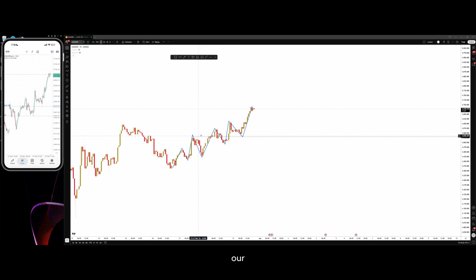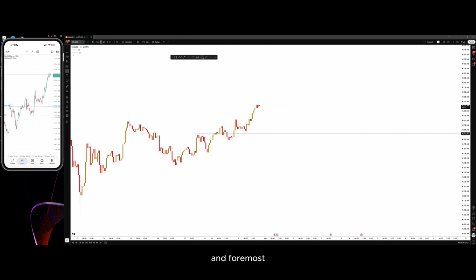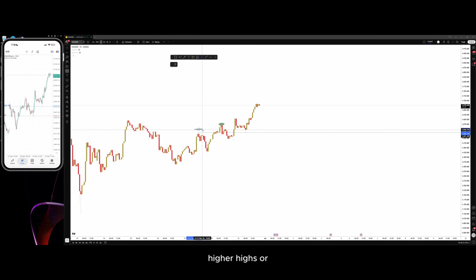So our main objective for corrections is basically spotting out the indication. First and foremost, spotting out indications. And remember, indications can only be higher highs or lower lows. So in this scenario, we're marking our higher highs.